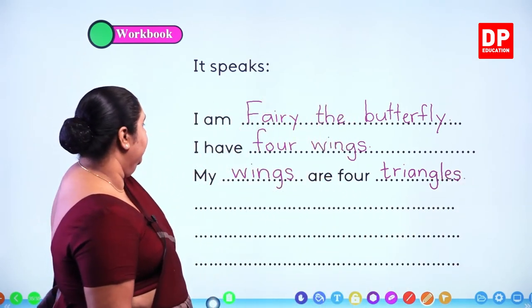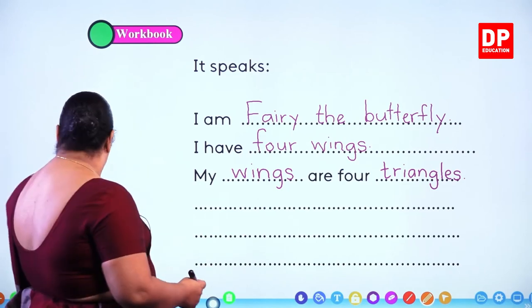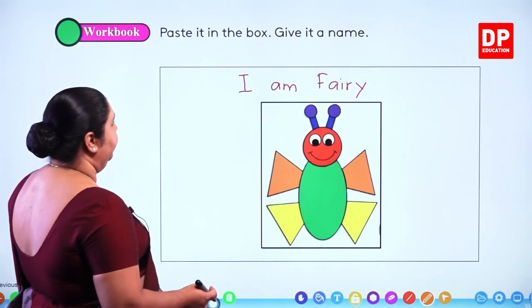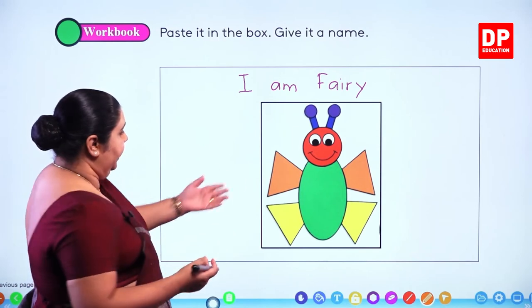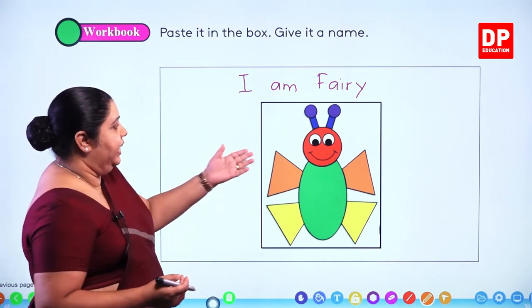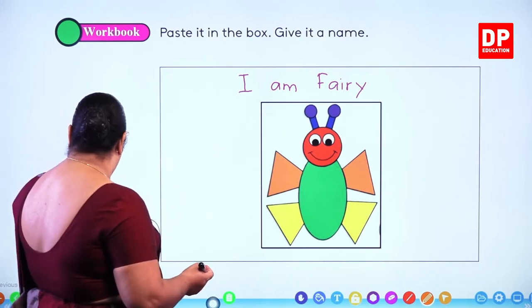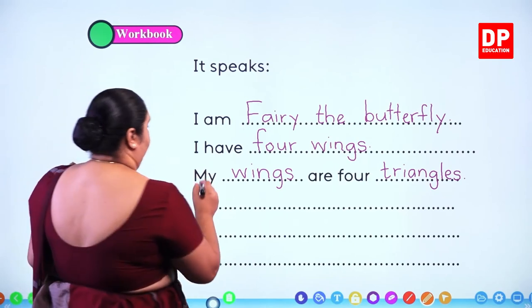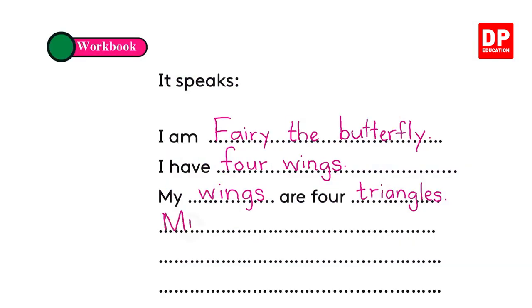Square, right? Okay. Then maybe we can say, looking at the picture, my body is an oval. My face is a circle, right? So I will write that. My body is, we can say, an oval.